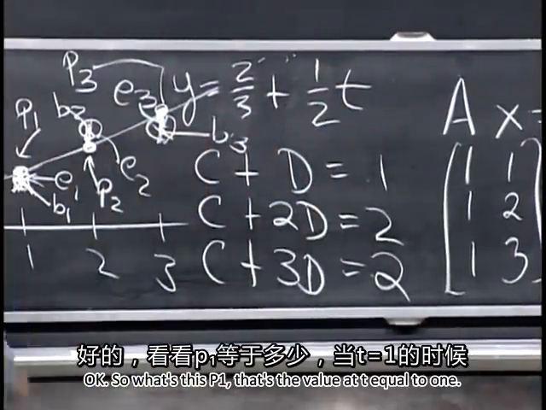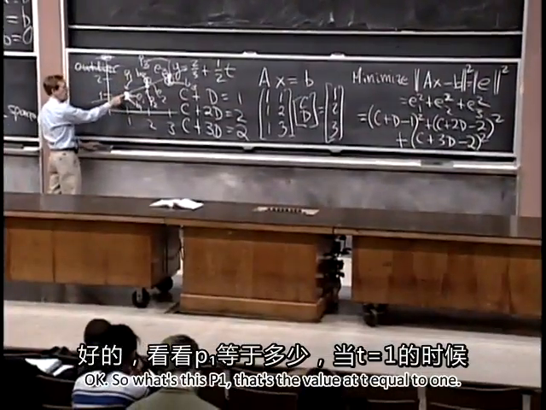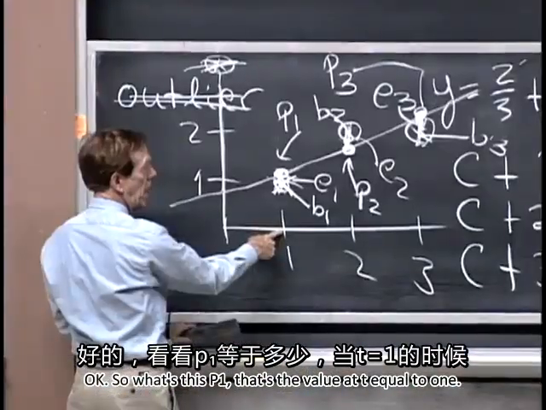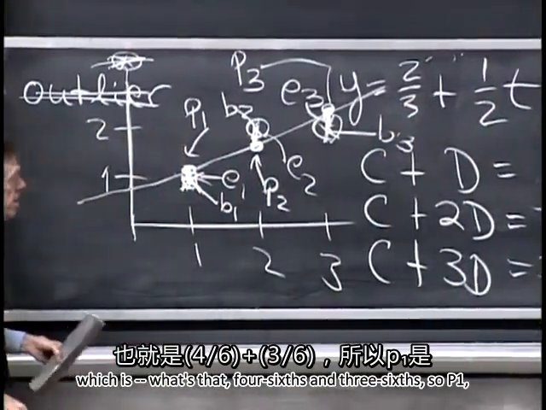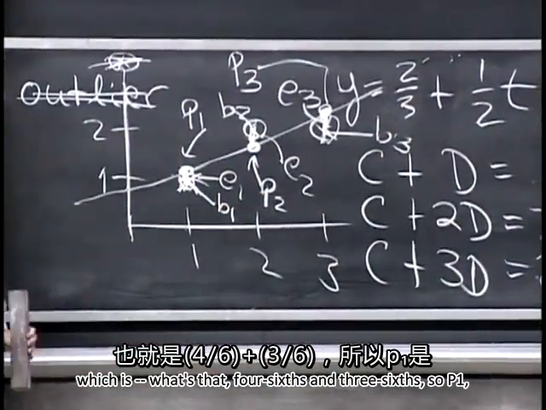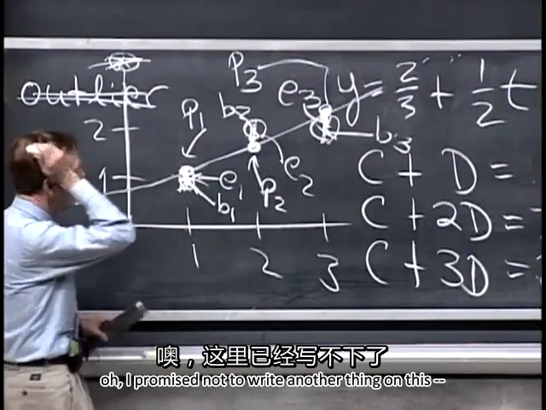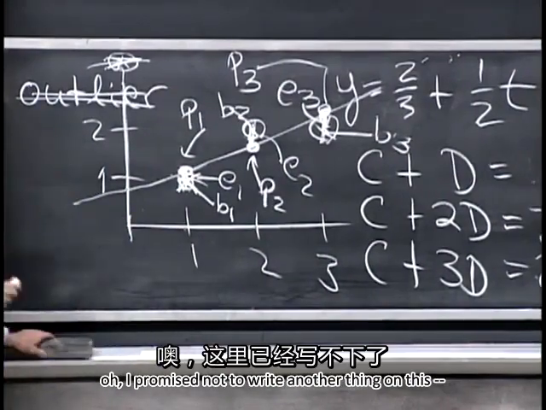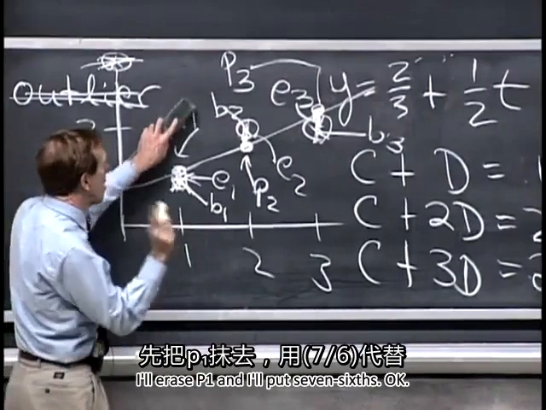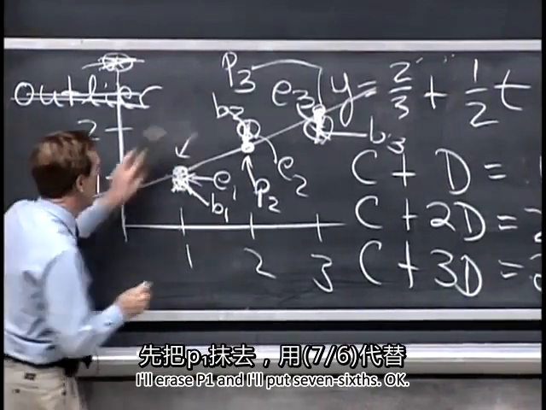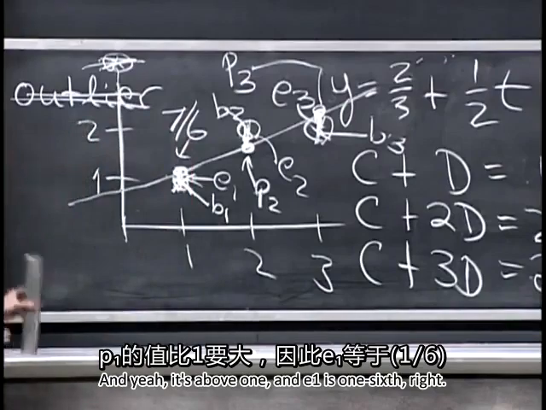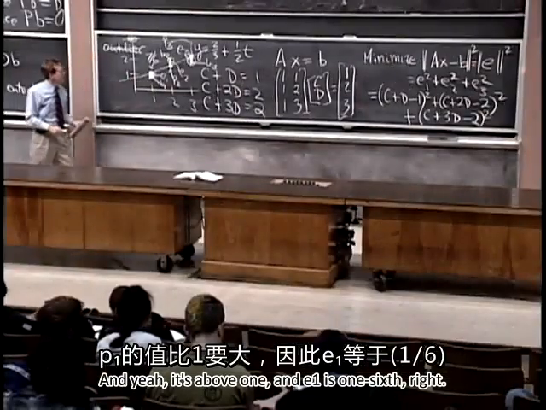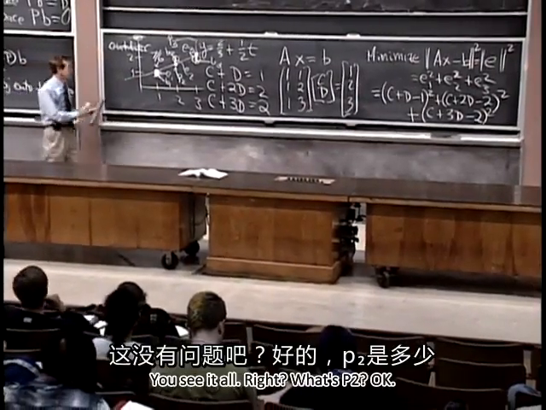Okay. So what's this P1? That's the value at t equal to 1. At t equal to 1, I have 2/3 plus 1/2, which is, what's that, 4/6 and 3/6. So P1, I'll erase P1 and I'll put 7/6. Okay. And, yeah, it's above 1, and E1 is 1/6. Right. You see it all, right?